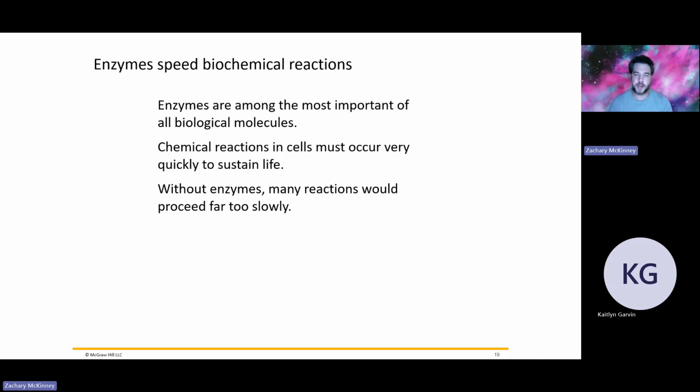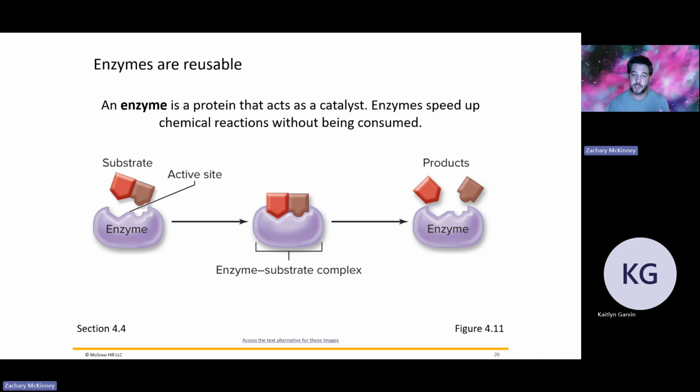So the most important of all biological molecules, they are proteins. Enzymes are protein molecules. They help to catalyze reactions, and they are reusable. So once an enzyme catalyzes a reaction, it can then go on and catalyze that same reaction. So enzymes are proteins that act as catalysts. They speed up chemical reactions without being consumed. So they're reusable. Some terms we want to make sure we know: enzyme is the protein that's doing the thing.